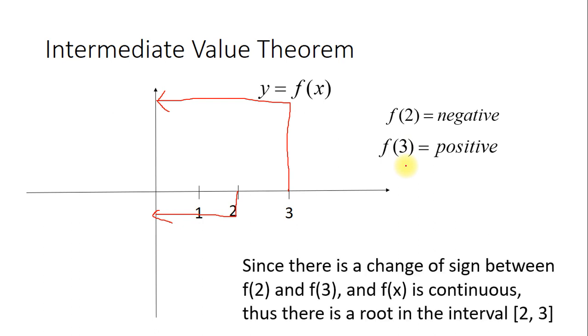So you make a conclusion which says like this: since there is a change of sign between f(2) and f(3), and f(x) is continuous, thus there is a root in the interval 2 and 3.